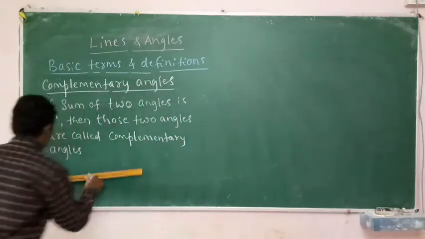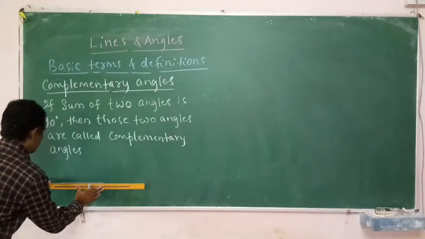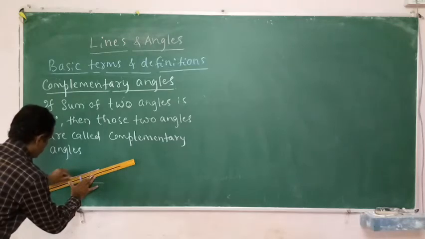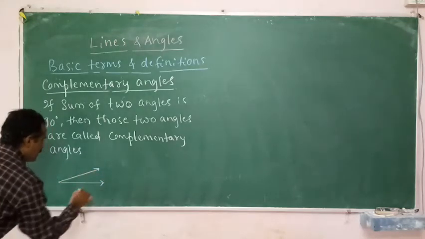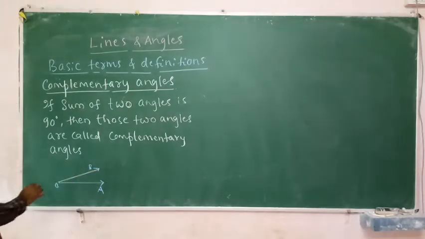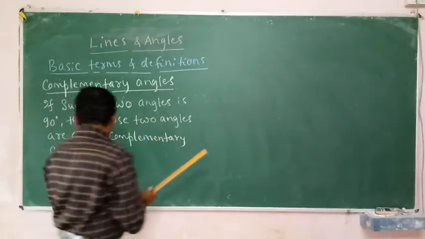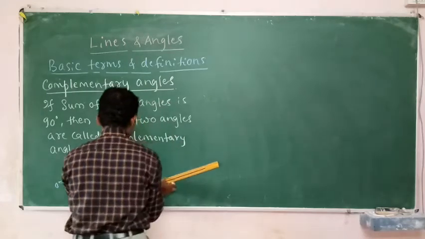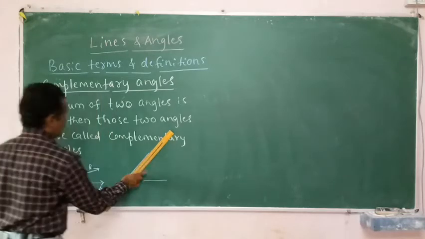Complementary angles. Let me draw the first angle. I will call this angle AOB, and let me call this 30 degrees. Let me draw another angle.